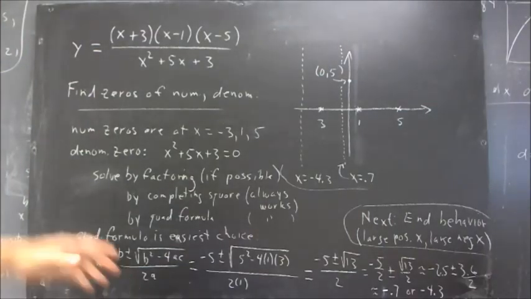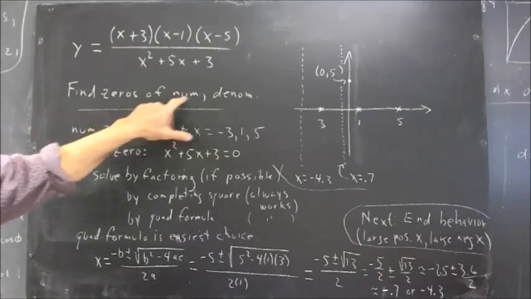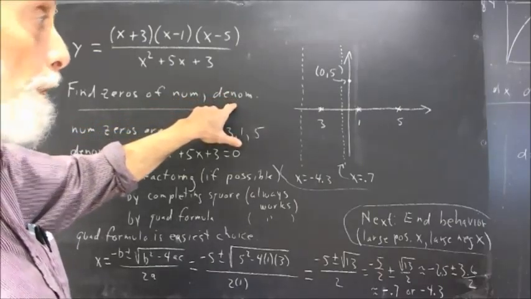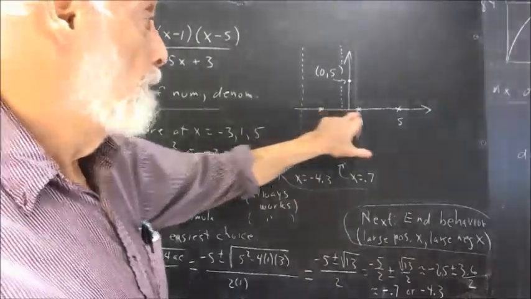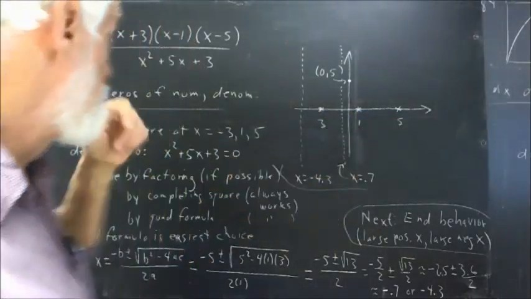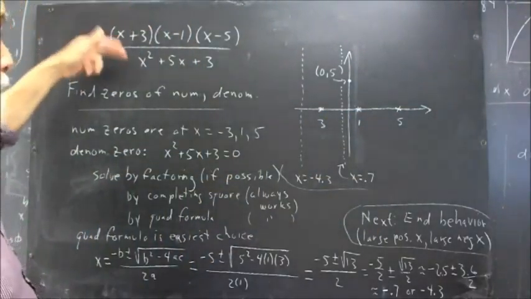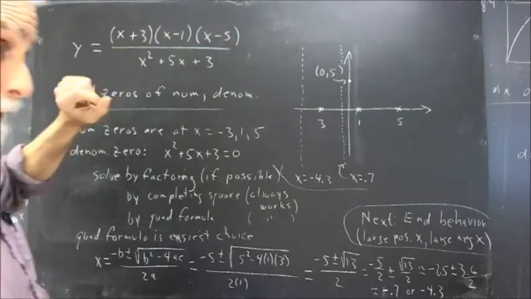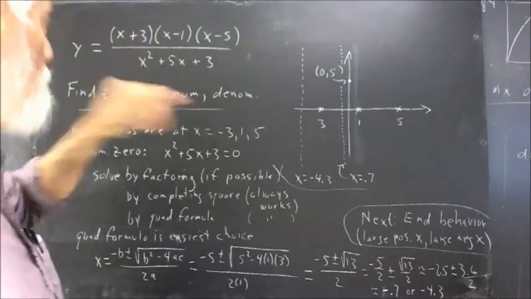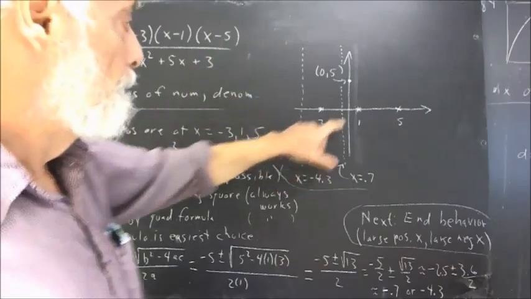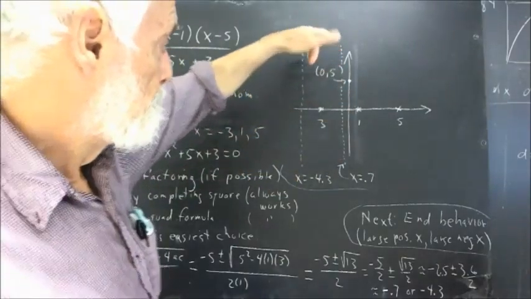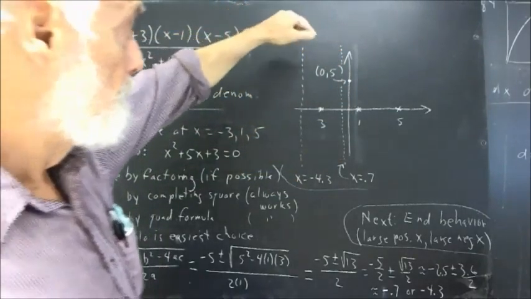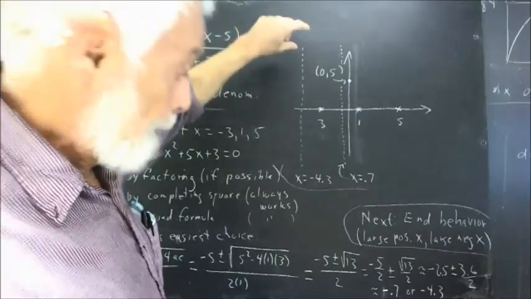So once again, we've asked the question, where is the numerator 0? Where's the denominator 0? We've indicated the zeros of the numerator, which will be zeros of the function. There's no way this can be anything but 0 if the numerator is 0, no matter what we divide by. It might be undefined at one of those zeros of the numerator, but we'll deal with that later. Turns out that's not the case.